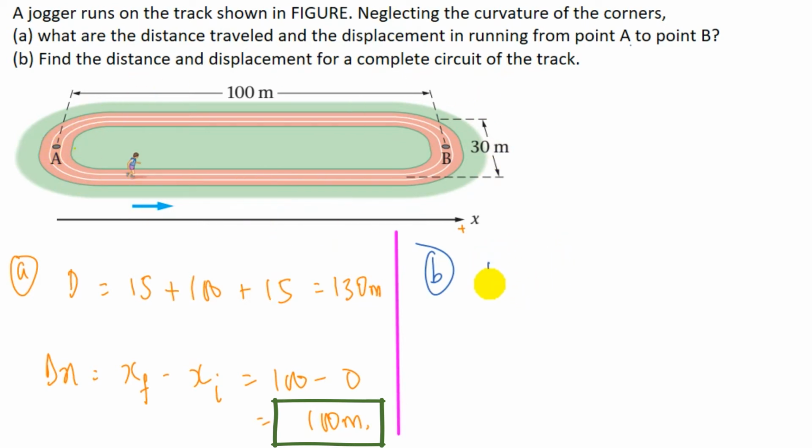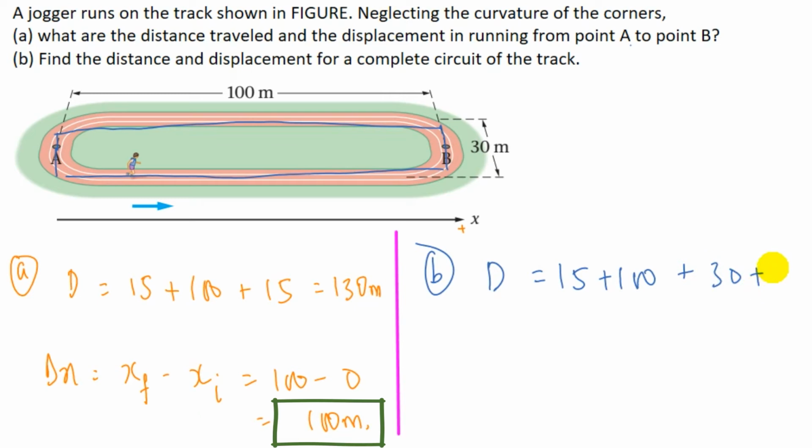So the distance would be the total length of the trip. So this would be 15, then this is 100, then this is 30, and then this is 100, and then again 15. So we can write 15 plus 100 plus 30 plus 100 and then plus 15. So this would be 260 meter.